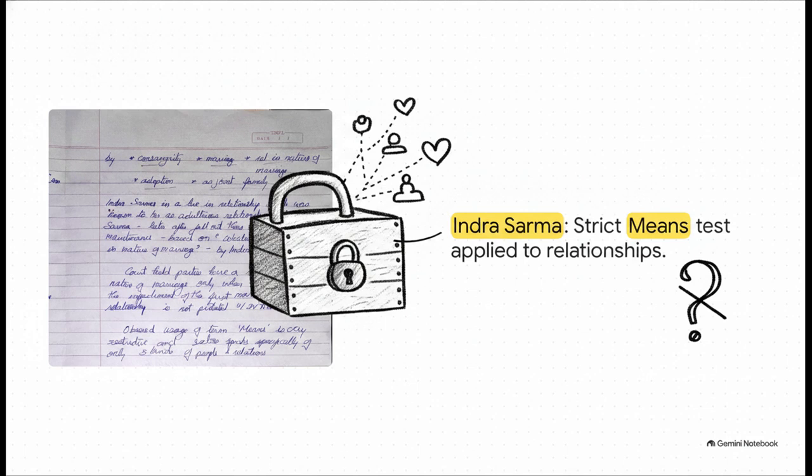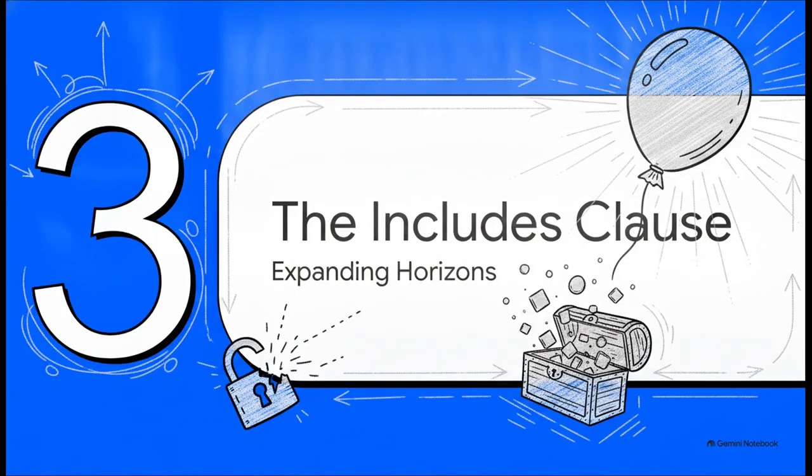As a result, they entirely excluded a live-in relationship that was deemed adulterous simply because it didn't fit perfectly into the nature of marriage box. The locked box stayed locked. No exceptions. Which brings us to Section 3, expanding horizons with the includes clause.